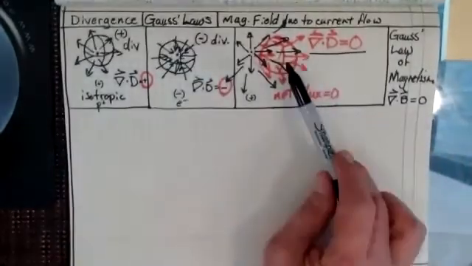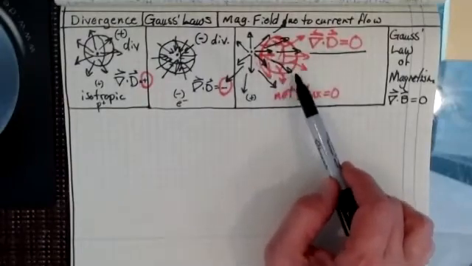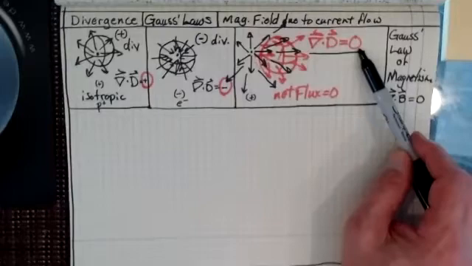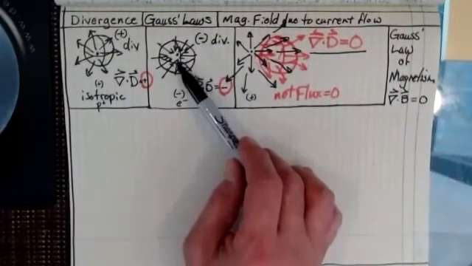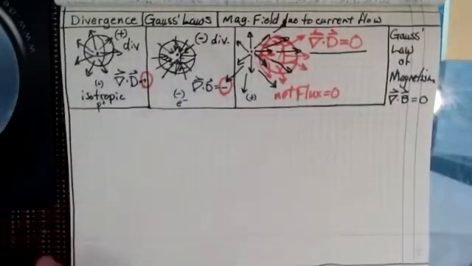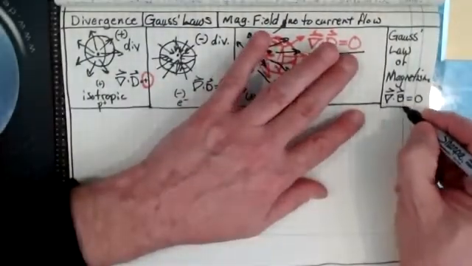Just like my flux, I'm out here, the amount of flux coming in equals the amount of flux going out. That means that the net flux, the divergence of the flux, is 0. There's nothing coming in, there's nothing coming out. Here, got a lot coming in, going out. This would be negative, that'd be positive. But this is Gauss's law of magnetism.